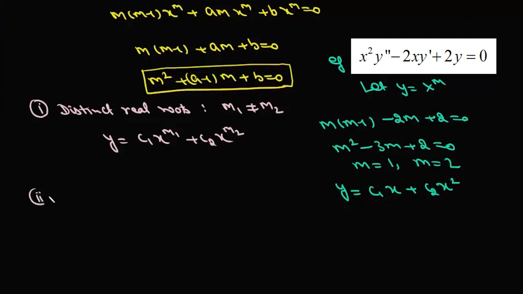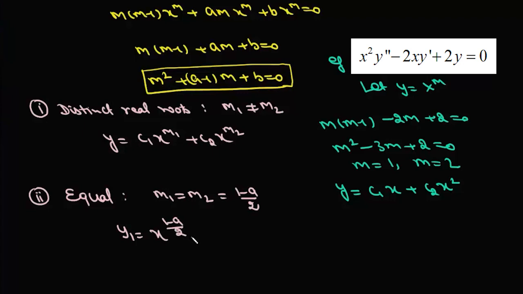Now then we have our second case, when the roots are equal. Now if the roots are equal, in that case m1 will be equal to m2 and will be equal to half of sum of roots, which is minus b upon a. So it will be simply 1 minus a by 2. Now we know one of the solutions is y equals x to the power 1 minus a by 2. Now we have to find its second solution using reduction of order, which we have studied in the previous lecture.